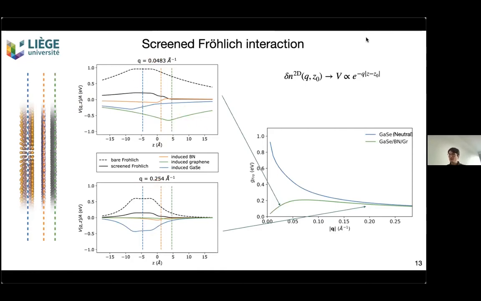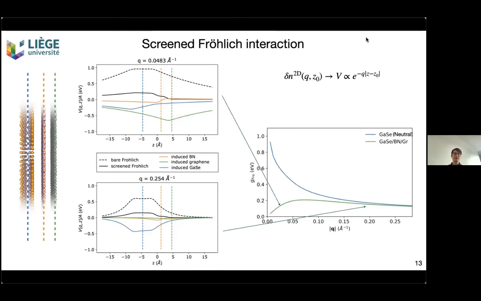And to understand all those plots here, one needs to remember that a planar charge density will generate a potential that decreases in the out-of-plane direction as exponential minus qz, starting, of course, from the source of the charge density z0 here. And that's essentially all we see in those plots. So here the dashed line is the bare Fröhlich perturbation generated by gallium selenide here that is placed at -5 angstroms here. And as you can see, it decreases in the out-of-plane direction rather slowly here because we have a momentum that is rather small. So this exponential decay here is rather slow. And so by the time you reach graphene in green here, the bare perturbation is still rather high.